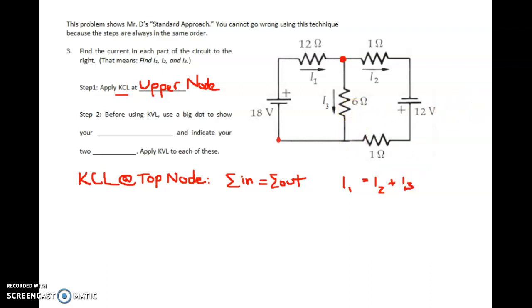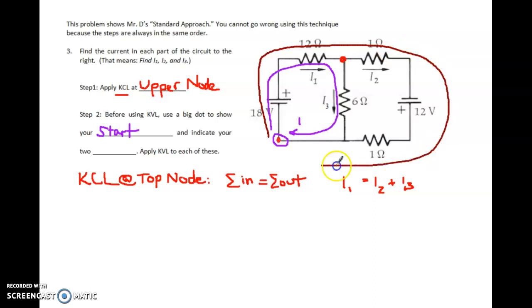Now, if I want to use my voltage law, I have to apply it to loops, and we always want to start at a common place. So that big dot shows me my starting point, and I always put it at the lower left-hand corner. It doesn't matter what the next component is. I'm always going to go clockwise around this first loop like that. I'm going to call that loop number 1, and then I'm going to start at the same point, go around the whole outside, and call that loop number 2.